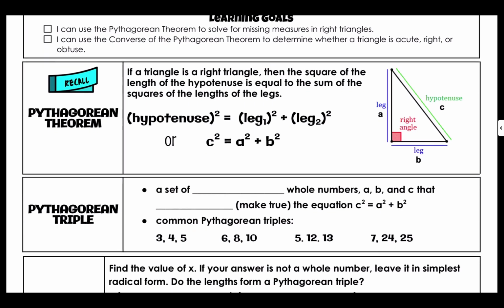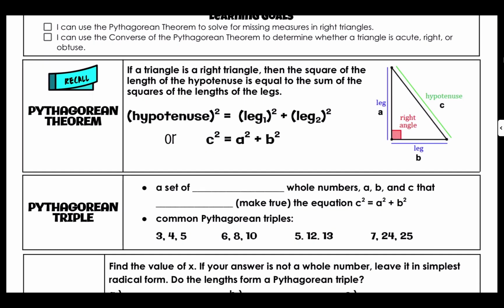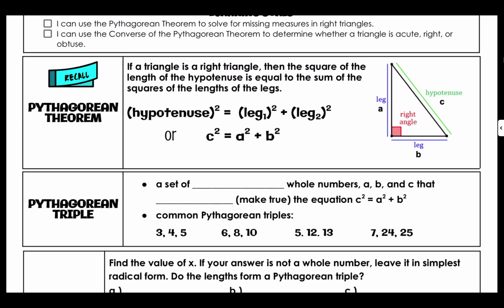So let's recall: if a triangle is a right triangle, then the square of the length of the hypotenuse is equal to the sum of the squares of the lengths of the legs. So we have hypotenuse squared is equal to leg 1 squared plus leg 2 squared, or the equation that we know, c squared equals a squared plus b squared.